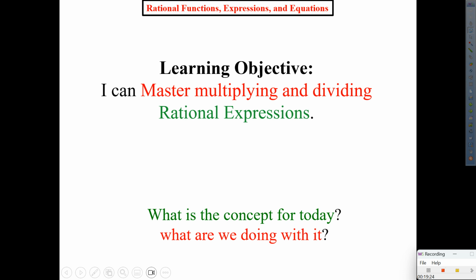So our objective for today: I can master multiplying and dividing rational expressions. Today we're going to be done with rationals. If you think about it, we already did addition and subtraction. We did multiplication and division. Today I'm just going to give you extra practice.